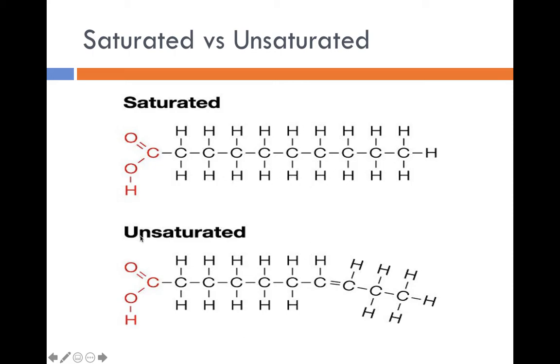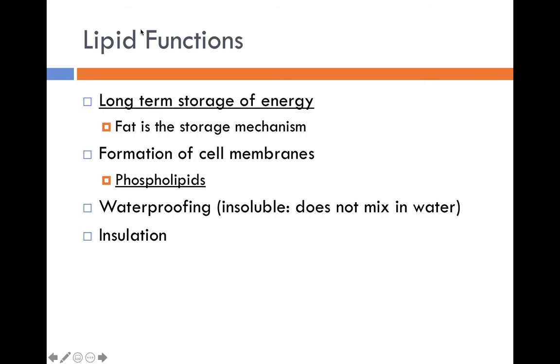Whereas we come down here to unsaturated, as we move down all these carbons, we see this double bond. Because of that double bond, there's a break in it, and it also starts to bend. This lets us know that this right here is unsaturated, so this would be a healthy fat and liquid. So, functions. Now lipids have several functions. You will need to know each one of them.